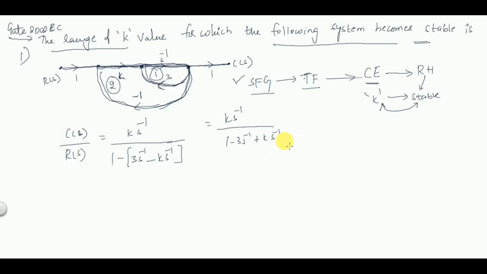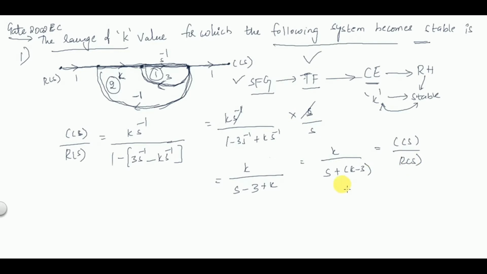Multiply numerator and denominator by S. If I multiply by S, the numerator becomes k, because S into S inverse, that is S into 1 by S, becomes 1. In the denominator, S into 1 is S, minus 3 since S into S inverse is 1 again, plus k. So we can write k by S plus k minus 3. This is the transfer function, C of S by R of S.